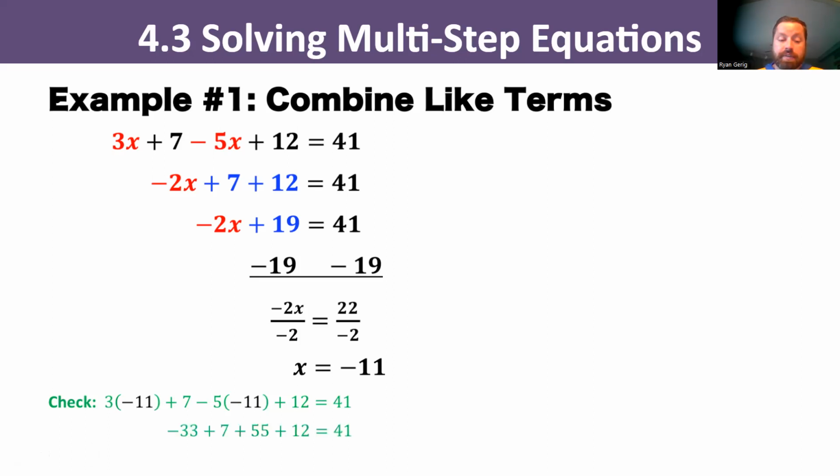So 3 times negative 11 is negative 33, plus 7. Negative 5 times negative 11 is positive 55, plus 12. And now I just add those numbers up, and you get 41, which is equal to 41. And that's a way of checking to see if I did all my work correctly.